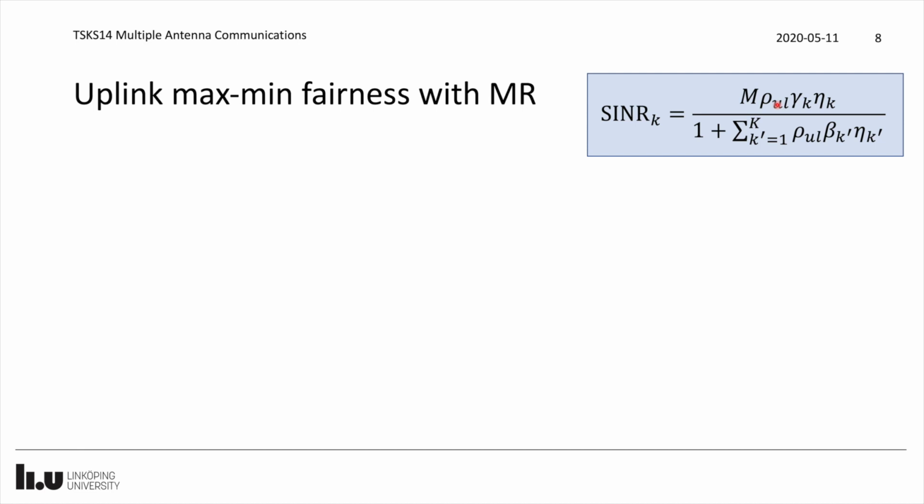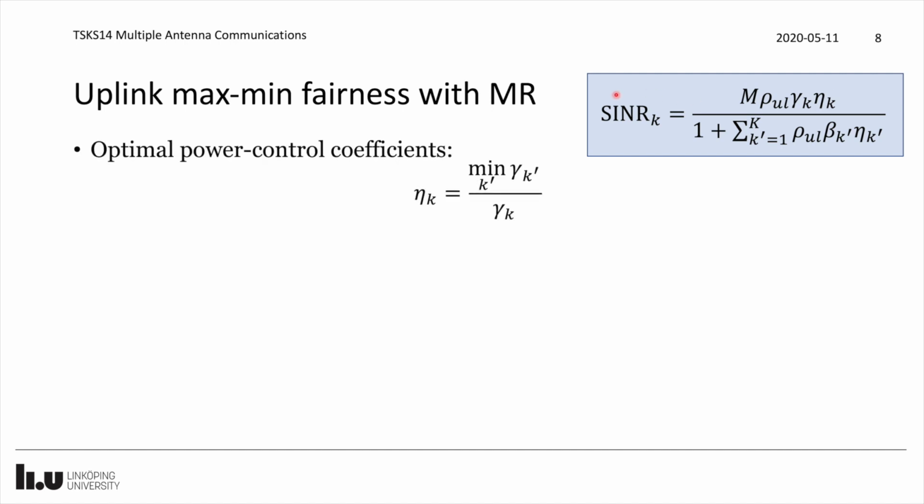But gamma k is different, and we can compensate for that difference by letting eta k be different, so that these two values, gamma k times eta k, become the same for every user. As long as they are the same for every user, the entire SINR expression is going to be the same for every user. So to deliver the same SINR for every user, we should select eta k to be proportional to 1 divided by gamma k. Then gamma k times 1 divided by gamma k cancel out each other. Whenever eta k is proportional to 1 over gamma k, we will get the same SINR for everyone.